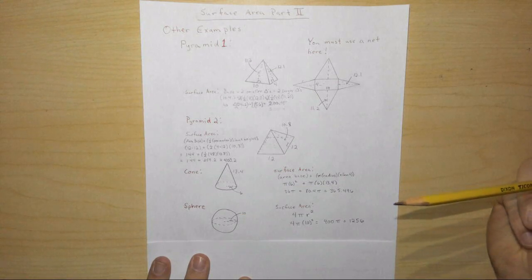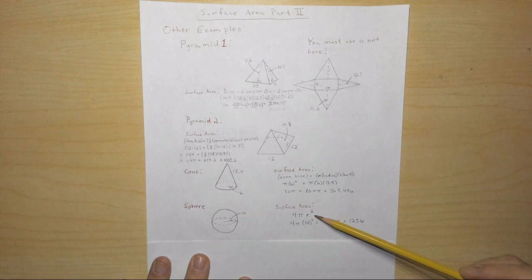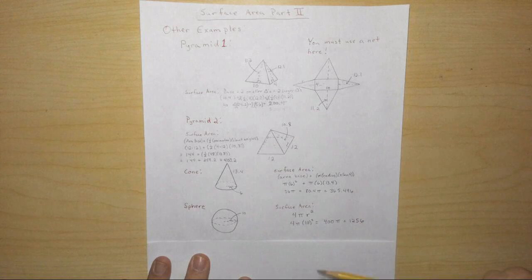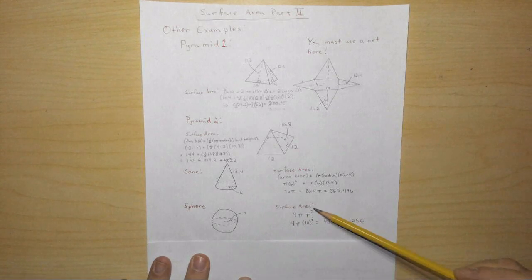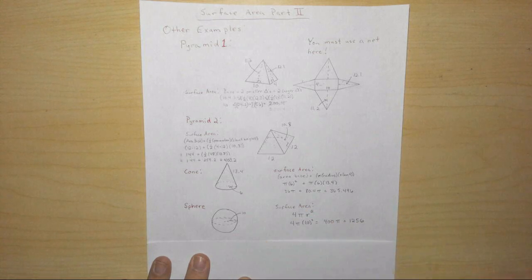To find the surface area of the sphere, the formula is really incredibly simple compared to the others. It's just 4 times the area of the circle that the sphere is made up of. So I can see my radius here is 10, so I do 4 pi times 10 squared, which is 400 pi. And then if I use 3.14 again for my estimation for pi, that's equal to 1256.